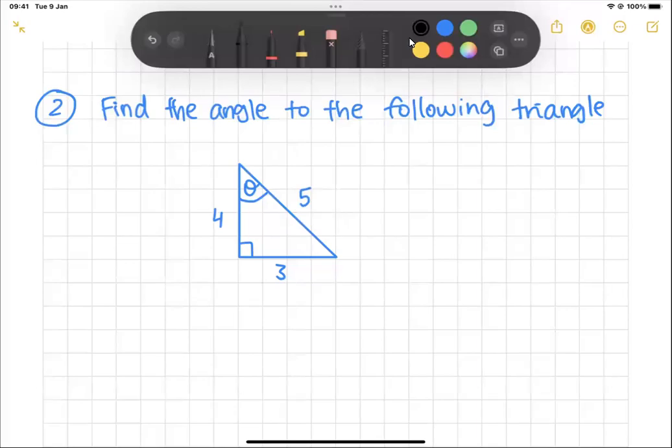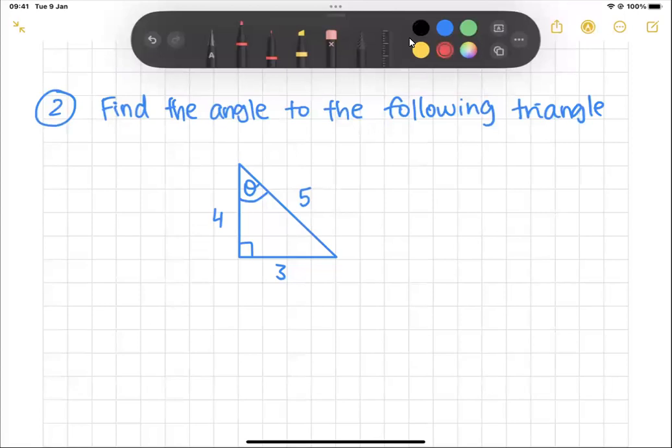Welcome back. This is part 2 on the review of right angle triangle trigonometry. And so today we're going to go through how to find an angle as well as how to find a side of a right angle triangle. So first off, our example, find the angle of the following triangle. This is our triangle here.